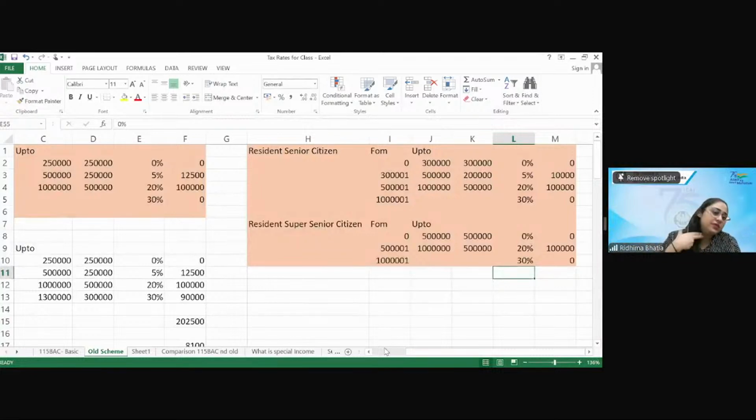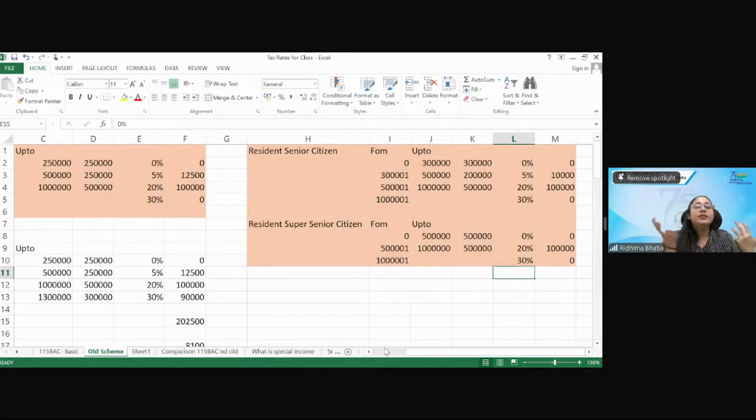And it can happen vice versa also that in the new regime, the income is maybe higher, but the taxes are also higher. So there cannot be any fixed formula in conclusion that always a new scheme would be beneficial or always an old scheme would be beneficial. You have to pick up scenario by scenario.